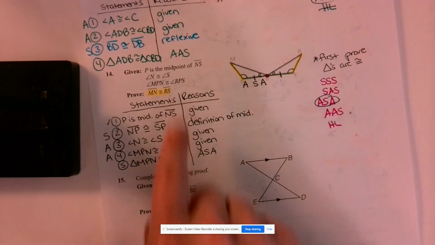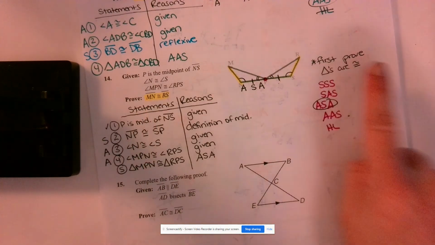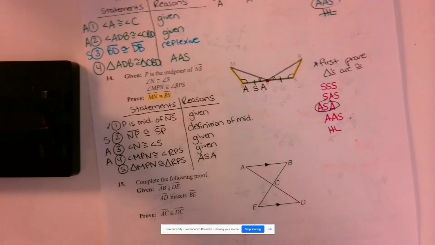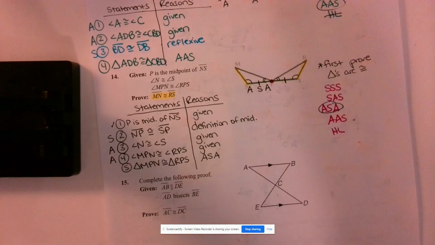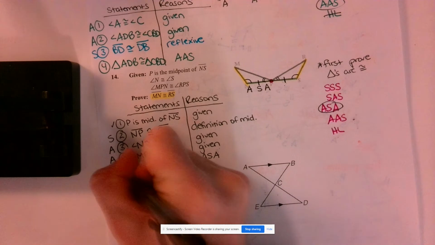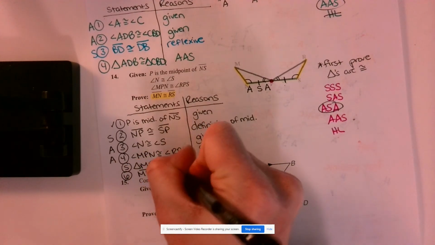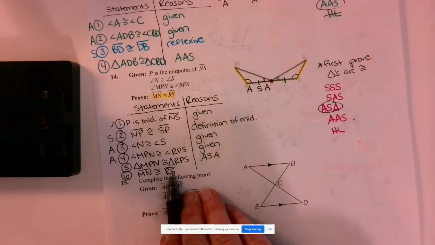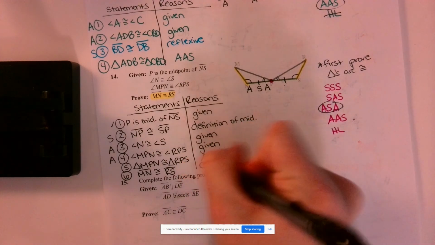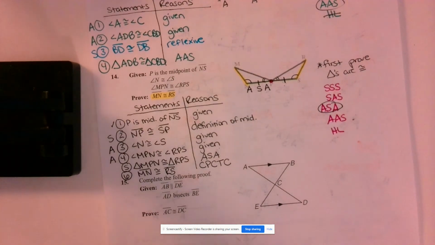Now, finally, don't forget to prove that line segment MN is congruent to line segment RS. So now that we've established that the triangles are congruent, we know that these corresponding segments must also be congruent. So finally, line segment MN is congruent to line segment RS. And remember that reason we say this is true because corresponding parts of congruent triangles must be congruent.